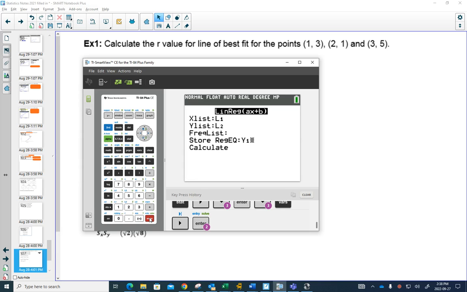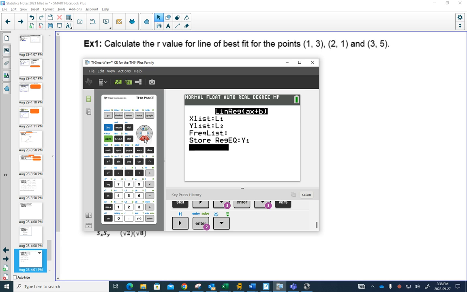Oh, this is the hard part about the statistics unit. You have to know where all of these things are on your calculator when you're sitting in your test. Sometimes people are like, I've just been pushing buttons for 5 minutes hoping to find something.